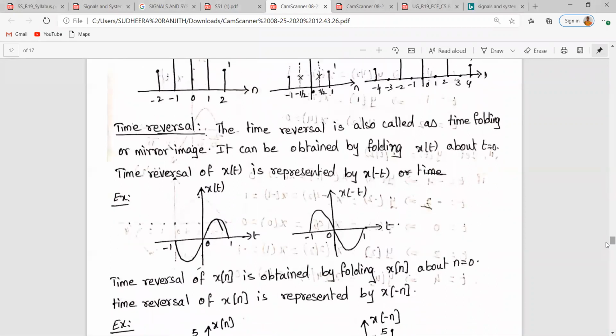Time reversal. Next operation is time reversal. The time reversal is also called time folding or mirror image. It can be obtained by folding x of t about t equal to 0. So time reversal of x of t is represented by x of minus t.